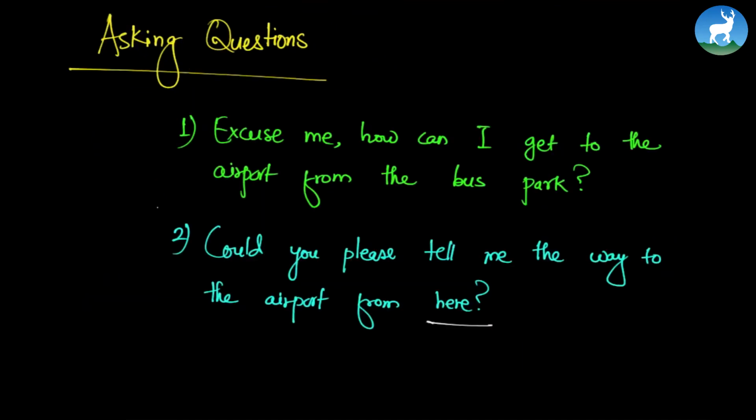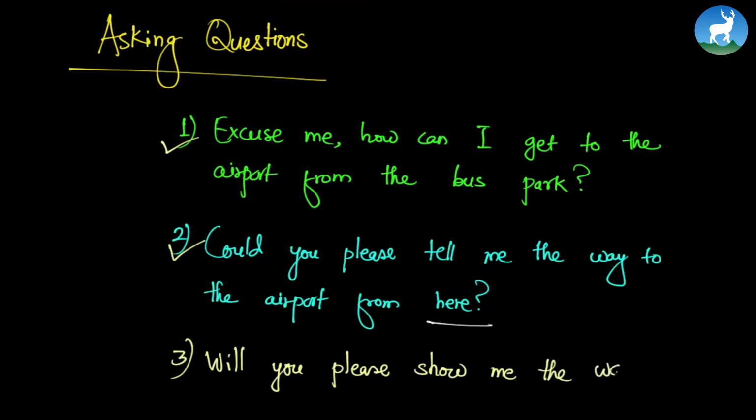These are the two possible ways of asking questions. The first one is, excuse me, how can I get to the airport from the bus park? The second one is, could you please tell me the way to the airport from here, here being the bus park. Right? You can ask a question like, will you please show me the way? So another way of asking is, will you please show me the way?